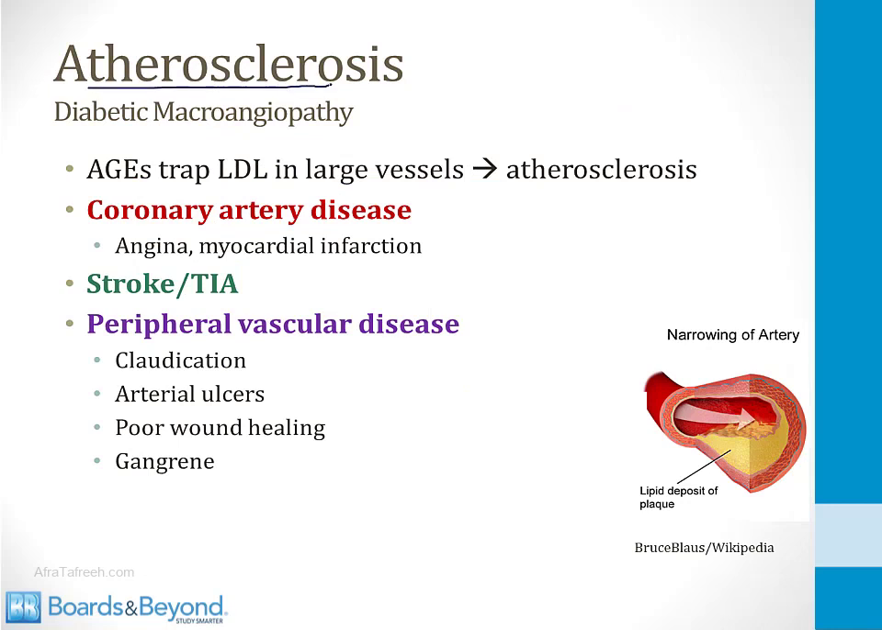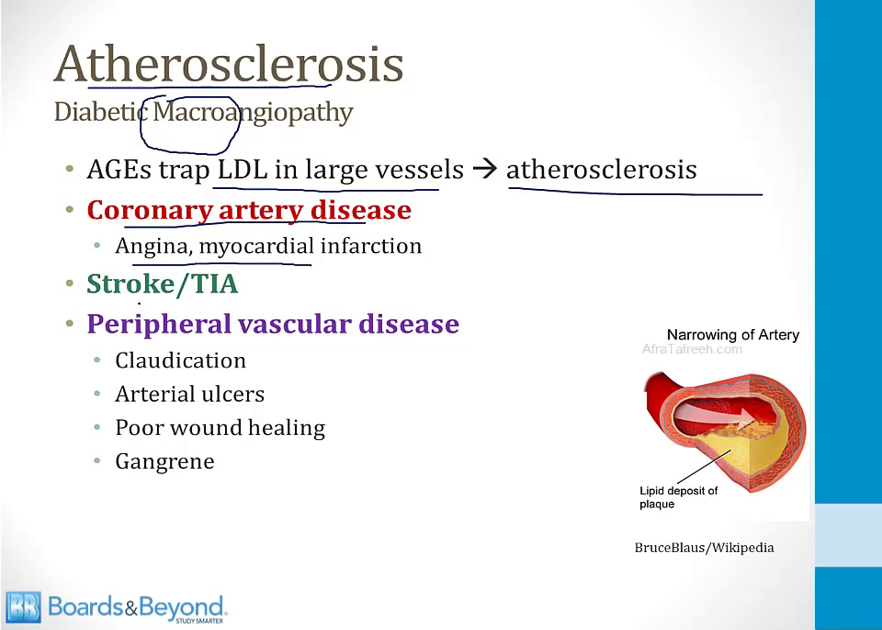This is sometimes referred to as an example of diabetic macroangiopathy because this disease process involves the large blood vessels. AGEs have been shown to trap LDL in large blood vessels, and this can lead to atherosclerosis, and diabetics have increased rates of all forms of atherosclerosis. They have increased rates of coronary artery disease like angina and myocardial infarction. There are more strokes and TIAs among diabetics. And finally, many diabetics have peripheral vascular disease.